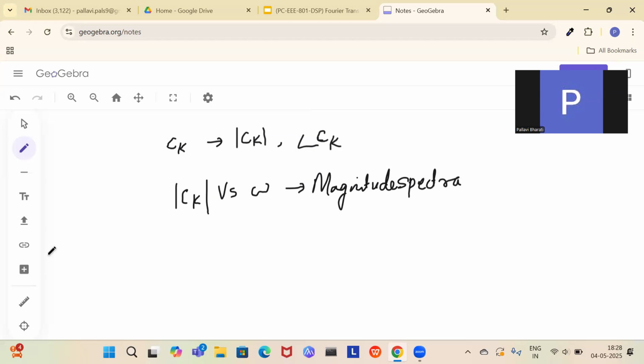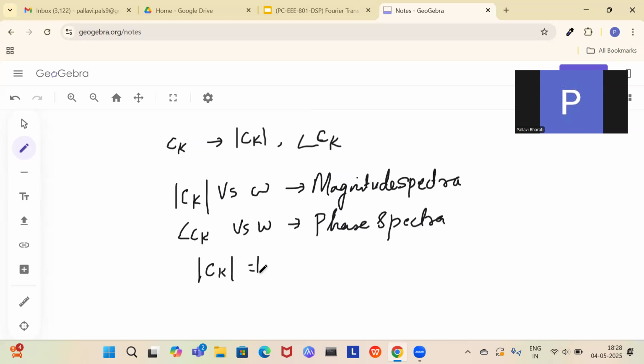And when we plot angle of ck versus omega, that is called the phase spectra. Now, there is a property for the magnitude and the phase spectra. That is, mod of ck is equal to mod of c minus k. That means if you are taking the negative of k, that is equal to ck, right? And angle of ck will be equal to minus angle of c minus k.